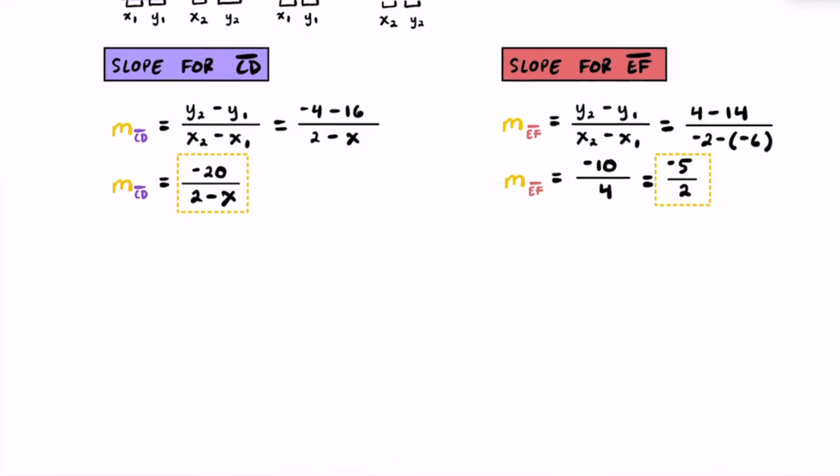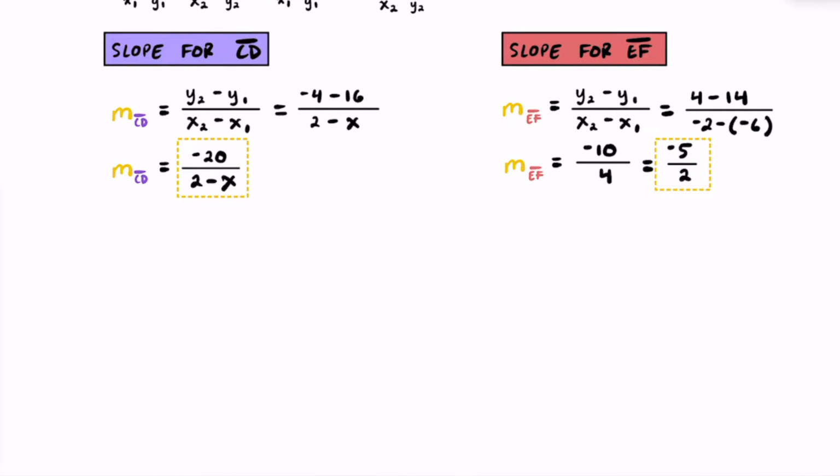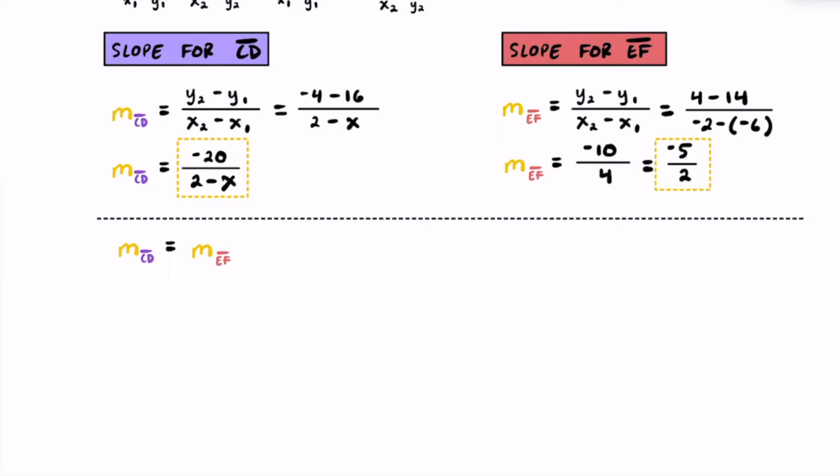Alrighty, so now if these two lines are supposed to be parallel to each other, then the slopes must be equal, right? Since we know that the lines CD and EF are supposed to be parallel to each other, that means their slopes have to be the same. So from that, we can set up the equation and say that this expression of -20 over 2 minus x must be equal to -5 over 2.